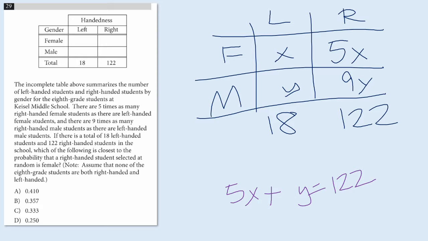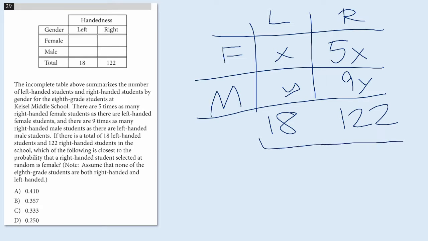Notice that we have x and y, we have 5x and 9y, and then we have some column totals, and we also have the total number of students, which is 18 plus 122, which is 140. So all we have to do is find the right values of x and y that make all of this true. So that's how I viewed it, as a puzzle. And I said, you know what would happen if we just guessed? So let's try that. So let's try looking at the second row.